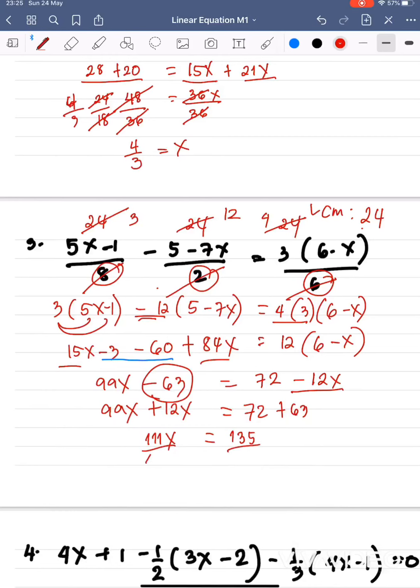Divide both sides by 111. We cancel out 111. X is equal to 135 over 111, or that is equal to 1 and 8 over 37. Remember, class, that you always need to express your answer in simplest form if it's a fraction.